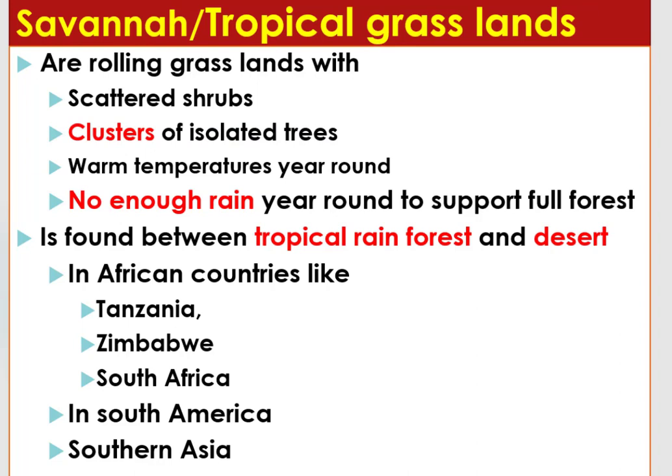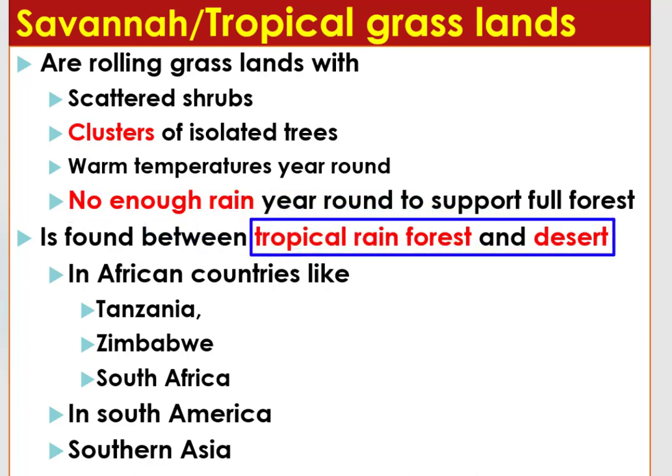Since savanna or tropical grasslands are found at the edge of tropical rainforests or tropics, there is warm temperature here year-round. Even though these are found at the edge of tropics, there is not enough rain year-round to support full forests like tropical rainforest and temperate forests. Savanna or tropical grasslands are found between tropical rainforest and deserts.